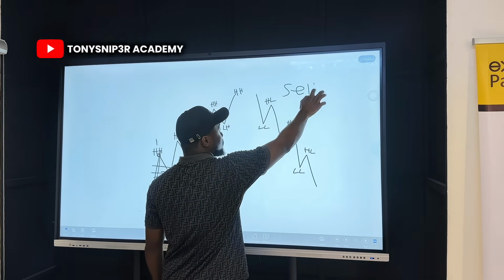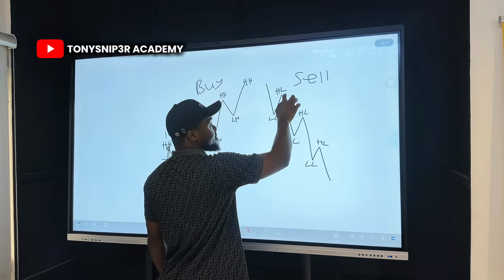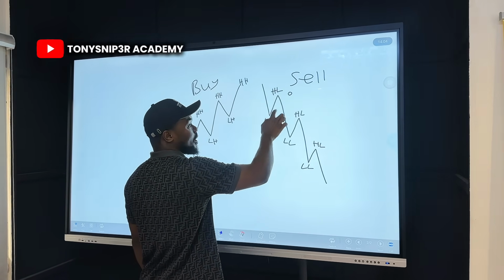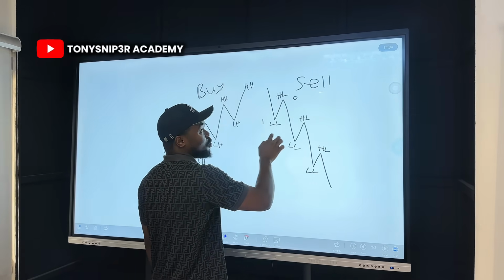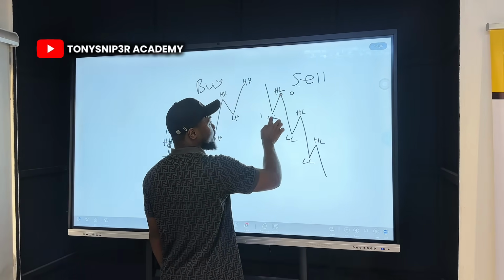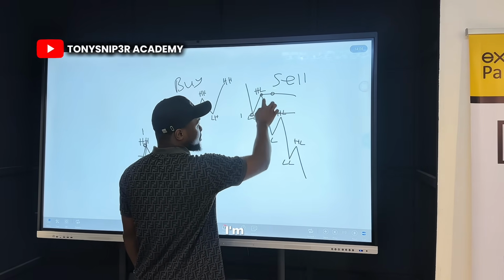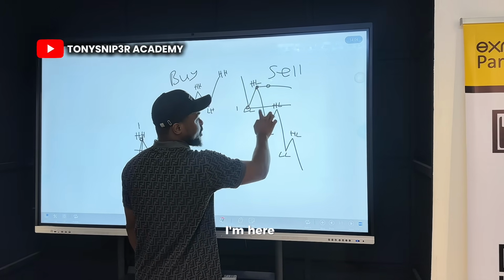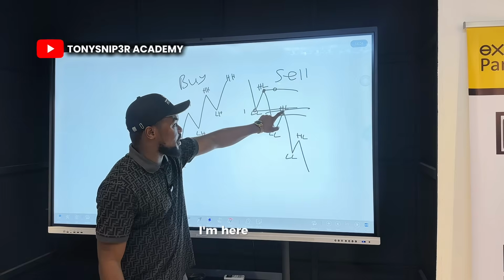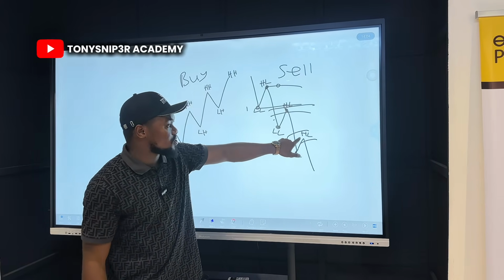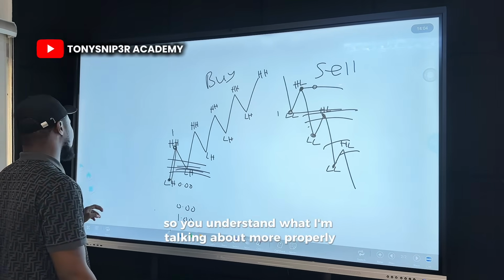Remember, this is for sell. This is for buy. Now, on your sell, you want to put your 0% where? At the higher low, and your 1% at the lower low. So you would measure from here to here. Sorry, you measure from here to here to help you catch this retracement here that the market is retracing. Okay? Then you measure from here to catch what? This other retracement. Now let's go into the chart so you understand what I'm talking about more properly.